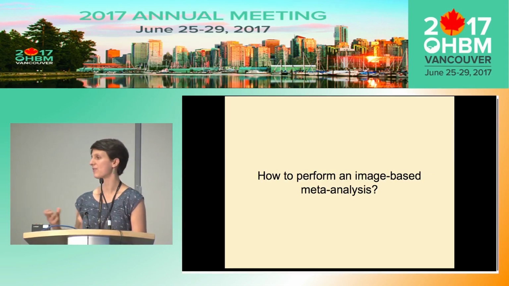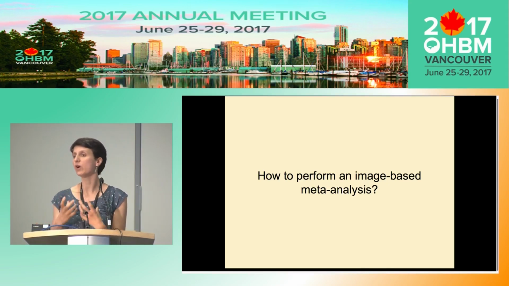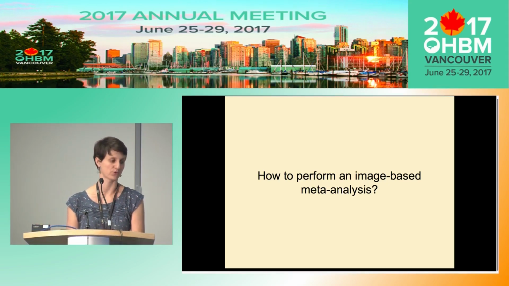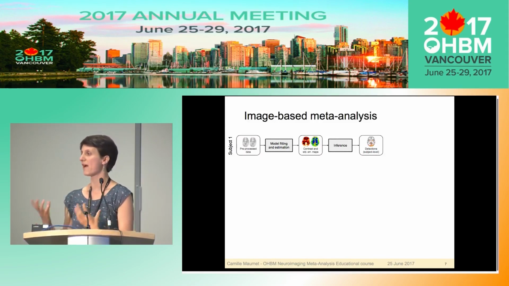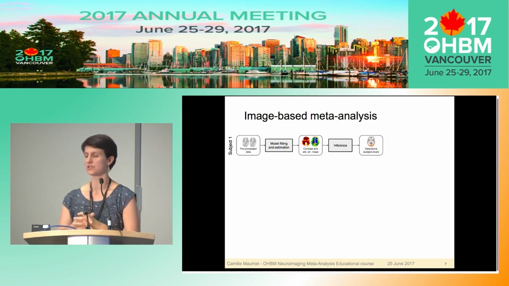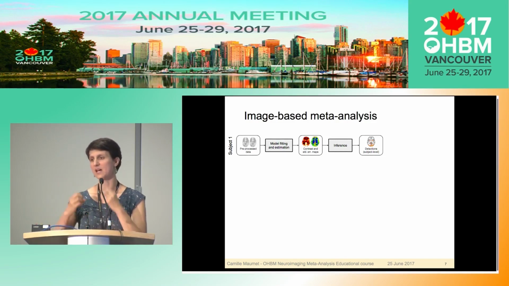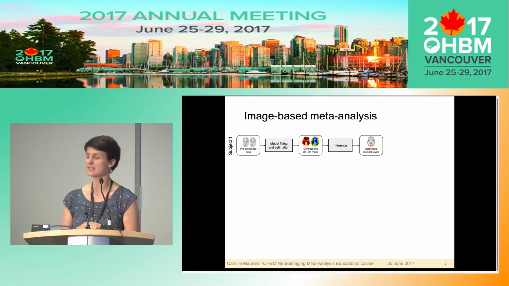So the question now is how can we perform this image-based meta-analysis, and what do we need to be able to perform this kind of approach? To perform an image-based meta-analysis, we can use an approach that is very similar to what we do for group fMRI analysis. So here we go back to one given subject. You have some preprocessed data. You fit a subject-level model. You get contrast and standard error estimates.